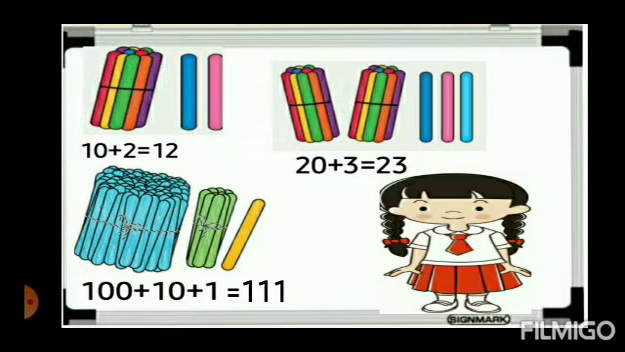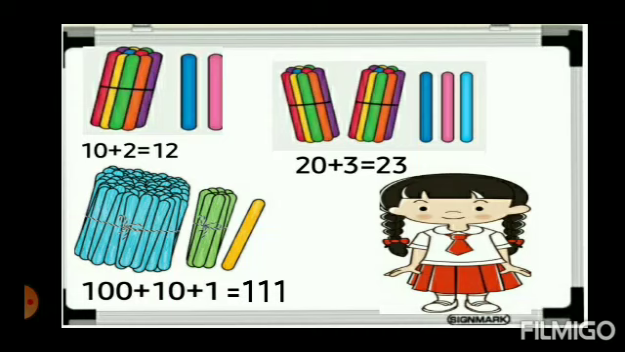Here, today we'll meet Miss Mona. Hi Mona. She wants to count the number of pop sticks. She arranged the pop sticks into 3 groups. In the first group, she tied 10 pop sticks as a bundle and put 2 pop sticks separately, and she wants to know how many pop sticks she has.